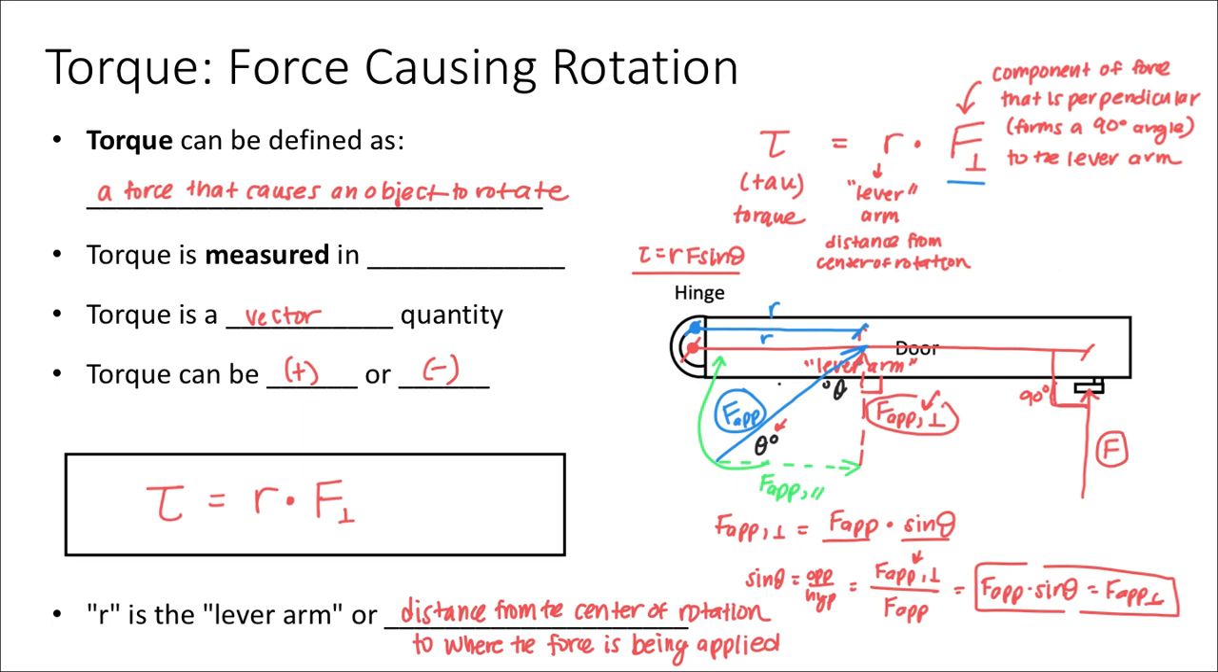Because R is usually measured in meters and the force is usually measured in newtons, torque takes the units of a meter times a newton, which, if you recall, was also the unit for a joule. But torque is not a measurement of energy, so we don't say that's a joule, it's just a meter times a newton.